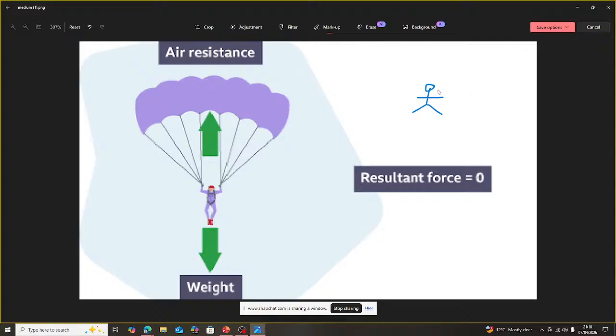So he jumped out of the plane. His weight is way greater than the air resistance. His weight is greater, right? The air resistance is only like this big. His weight is greater, which means say this is 10 newtons and this is like 60 newtons. He's going downwards of 50 newtons.